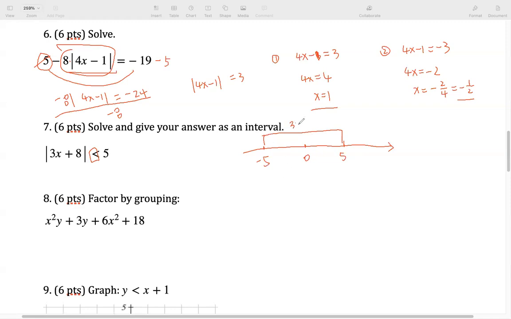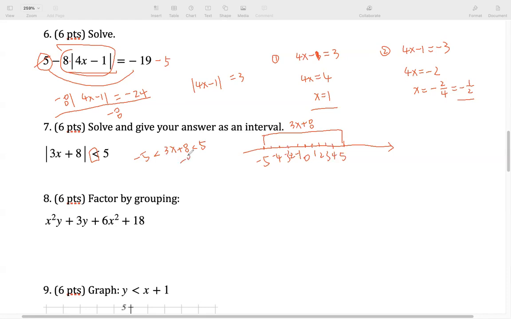This is 3x plus 8, right? 3x plus 8. So what do we do? We can write it as this: 3x plus 8 less than 5, but greater than -5. Right, inside these values, think about this: -4, -3, -2, -1, 1, 2, 3, 4, 5. Those values are less than 5 but bigger than -5.